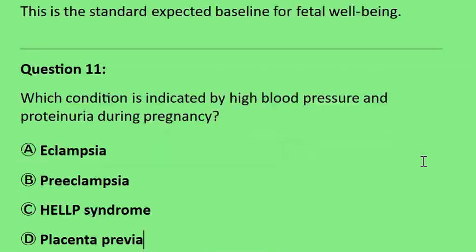Question number 11. Please share your score out of 10 in the comment section. Which condition is indicated by high blood pressure and proteinuria during pregnancy? Again, the most important question related to maternity and child nursing from the exam point of view. Either it's NCLEX, CBT, Prometric, DHA, MOH, or DOH, or other nursing board exam.